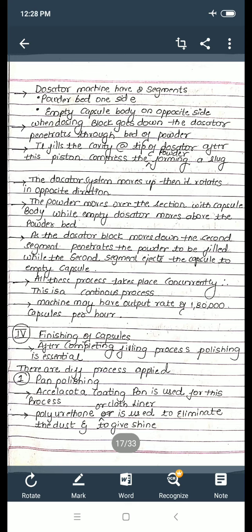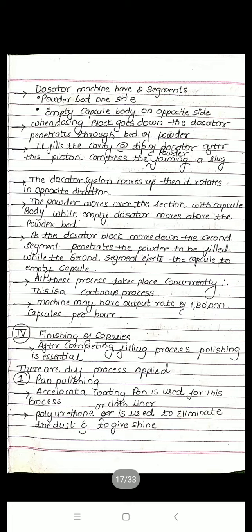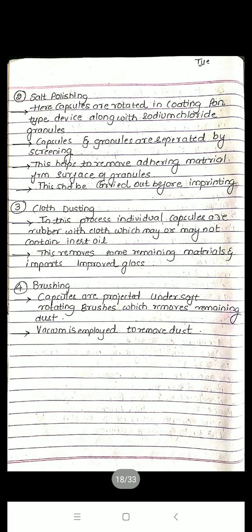Say for example, pan coating. Acela coating machine, coating pan is used for this process. So it consists of a polyurethane or a cloth liner, which is mainly used to eliminate the dust and to give a shine. For that, pan polishing is done. Apart from this, they are having salt polishing. Here the capsules are rotated in coating pan type device along with a sodium chloride granule. So here salt polishing means here the salt used is sodium chloride salt.